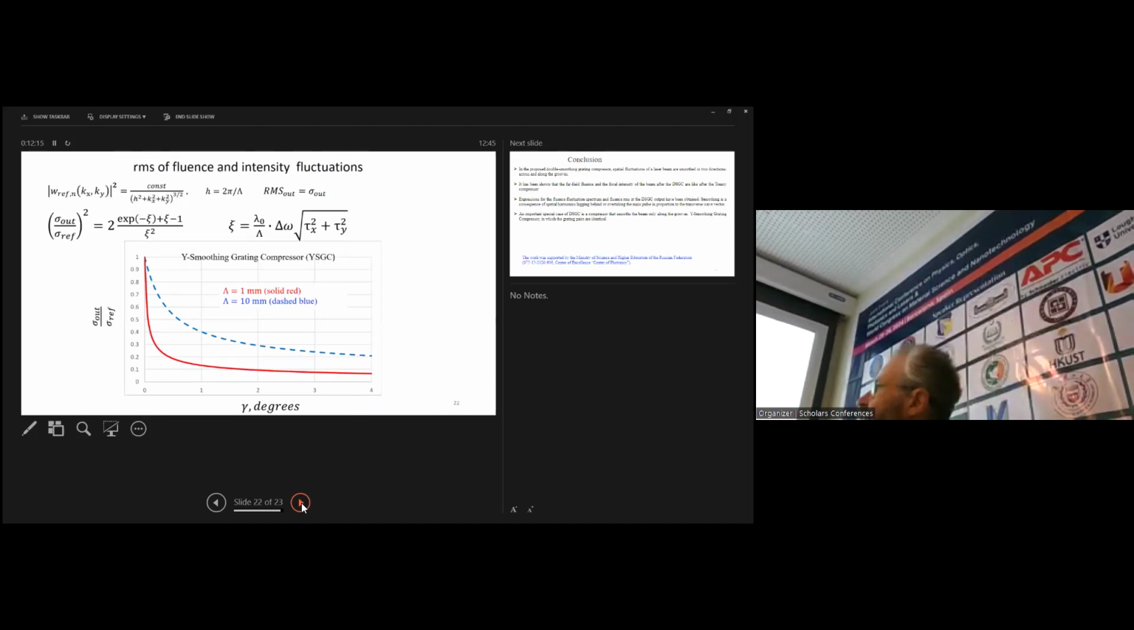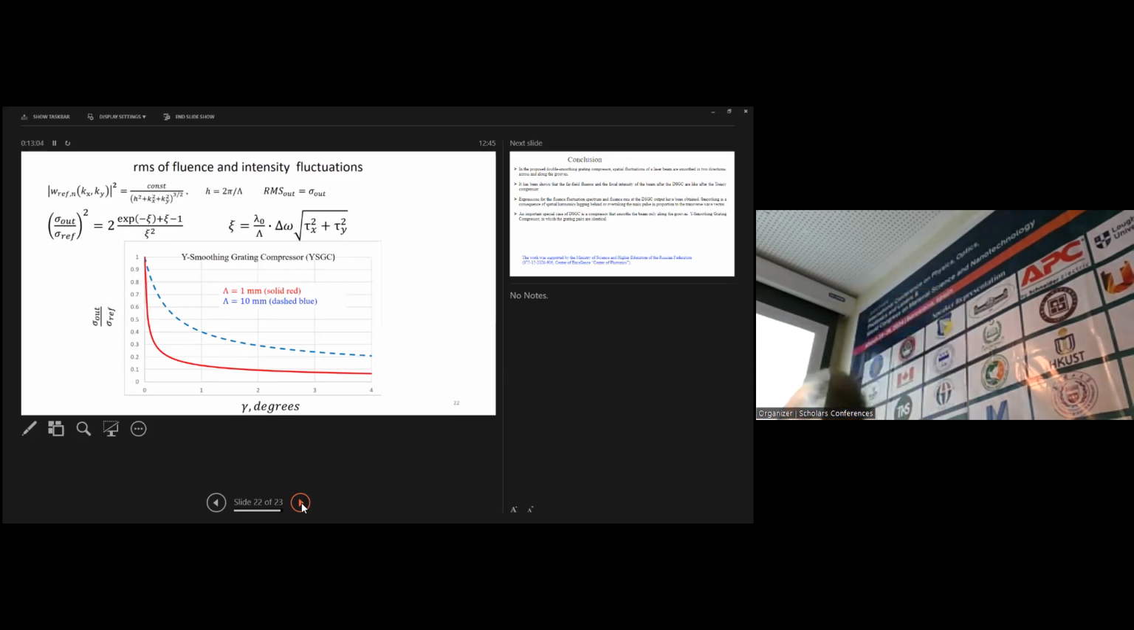Okay, again, I can skip the math. I just show that all this might be done analytically, and we get this simple equation: the RMS of the output beam out of the compressor, normalized to the reference case. The reference case is a symmetric Treacy compressor, which is used in 99% of lasers so far. You can see that this ratio depends on one parameter, which combines bandwidth, asymmetry of the compressor, wavelength, and the spatial scale of the noise.